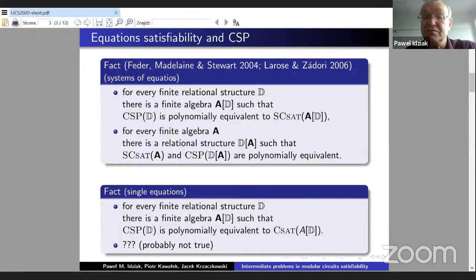What's going on here? We can see your slide. Oh, okay, because I can't for some reason.